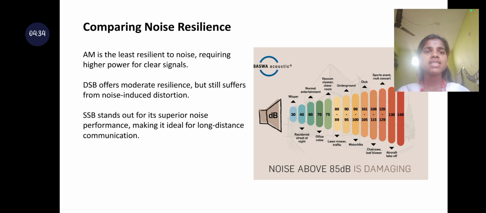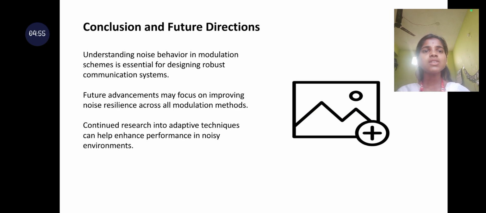Comparing noise resilience. Amplitude modulation is the least resilient to noise, requiring the highest power for clear signals. DSB offers moderate resilience but still suffers from noise induced distortion. SSB stands out for its superior noise performance, making it ideal for long distance communication.